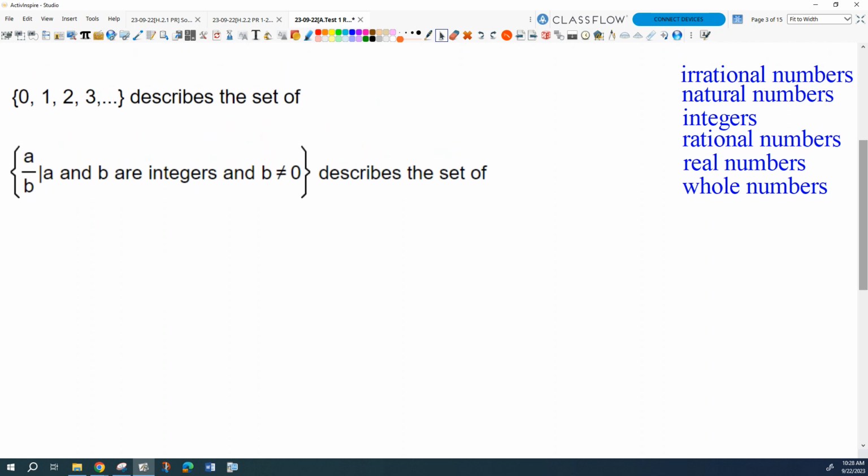Rational numbers, right? Because rational numbers are the numbers that can be written as fractions. How come b can't equal 0? What's going on there? Because you can't divide by 0. Exactly. So we have to include that little thing, don't we? Okay, so this is the set of rational numbers.